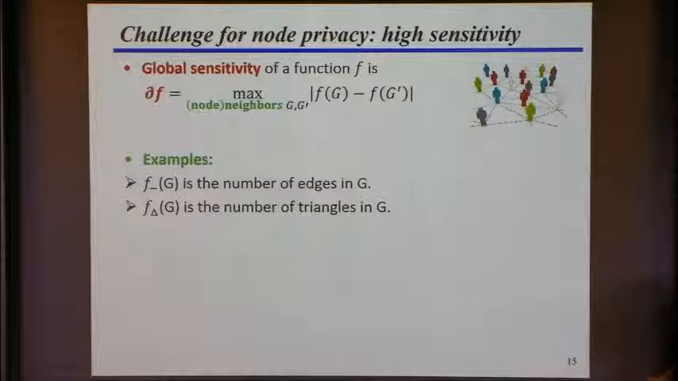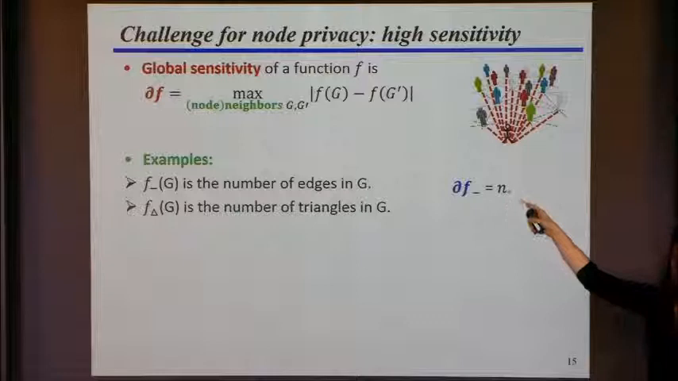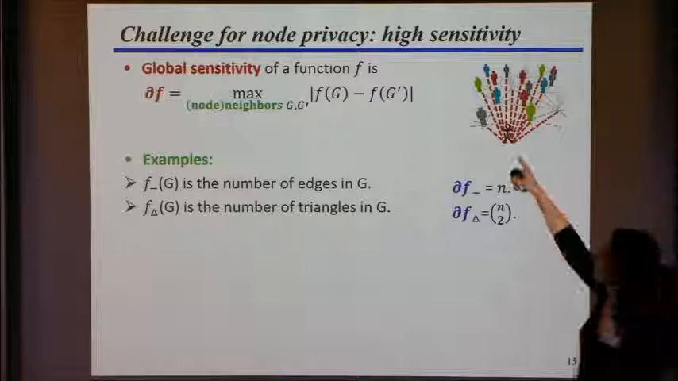So what's the global sensitivity of the number of edges in the graph? Basically, if I go to a neighboring graph from a graph with n nodes, by how much can I change the number of edges? This turns out to be the worst thing you can do: add a node connected to everybody. So the global sensitivity of the number of edges is n. Okay, so for the number of triangles, again, the worst thing you can do is add a node connected to everybody. So it turns out that the global sensitivity of the number of triangles is n choose 2.